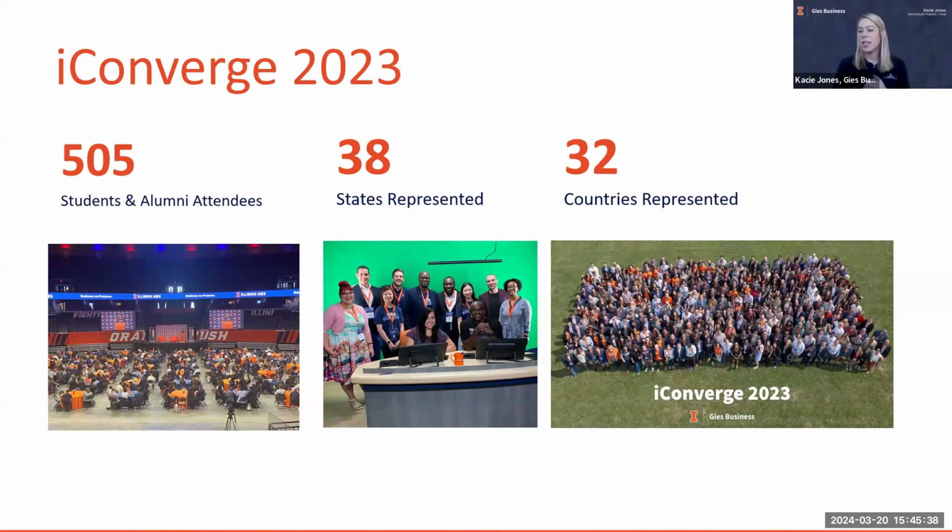Hayden Noel is sitting there in the front row as one of our very well-known faculty members. He loves to host students here on campus and show them around. So if you get the option to join us for iConverge, I certainly encourage you to do so. The number of countries represented is just phenomenal. Those are countries actually here on campus in Illinois for iConverge.